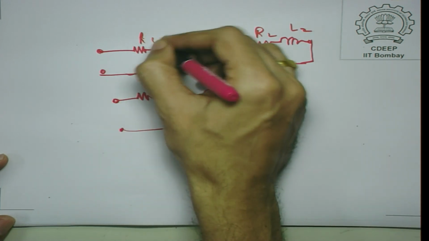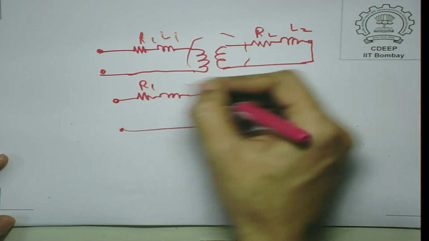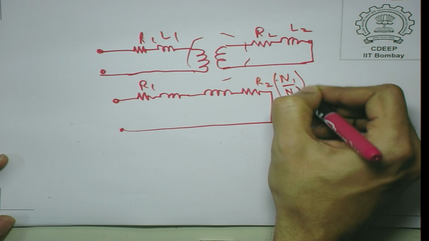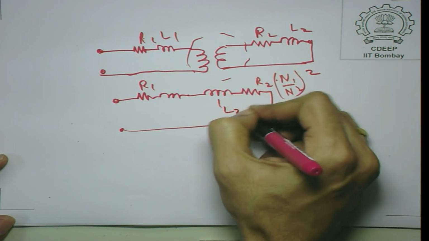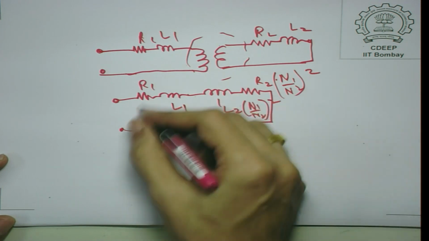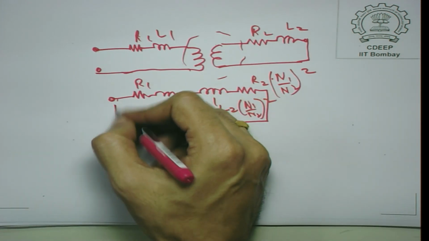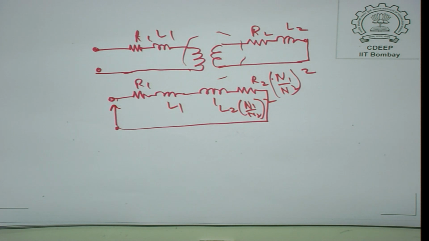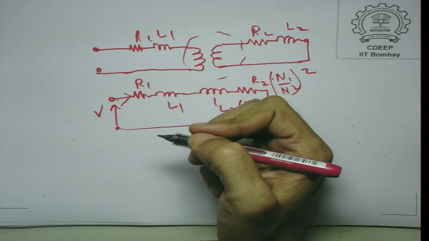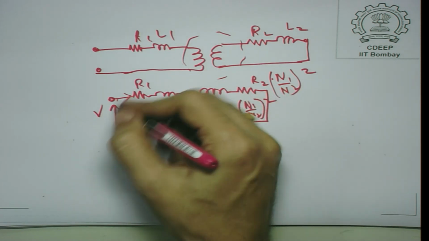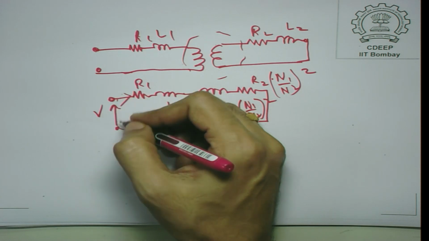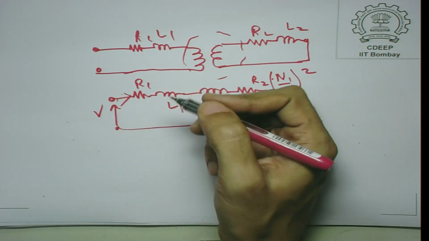So, this is R1, L1. So, you got R1, R2 into N1 by N2 whole square, and this is L2 into N1 by N2 whole square, and this is L1. So, actually through the short circuit tests, if you know this voltage and you know this current, if you know the phasor values of voltage and current, you can measure the voltage, you can measure the current, you can measure the power dissipated.